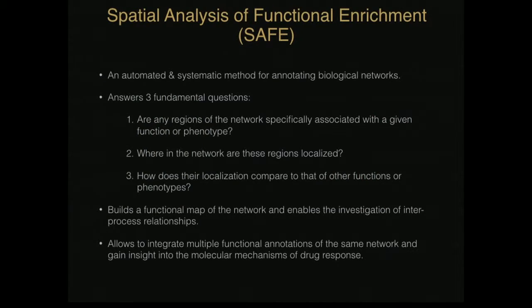So just to summarize, what I've shown you is that we have a method that is automated and systematic for annotating biological networks. It answers, as of today, three major questions. Are any regions of the network enriched or specifically associated with a particular function or a phenotype? Where in the network is this region, and how does this region compare to other regions or other functions? It builds a functional map of the network and allows you to integrate multiple data sets together.